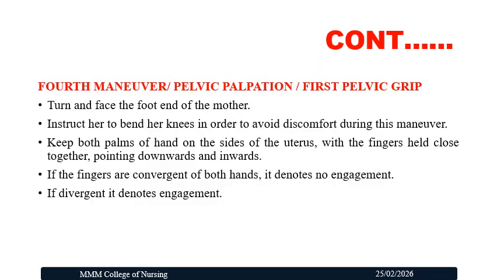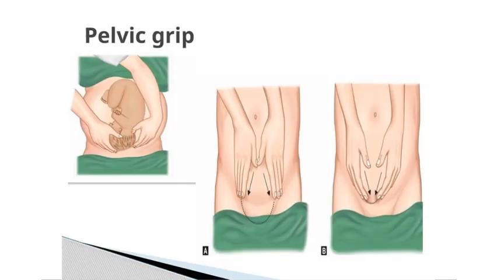Fourth maneuver, which is otherwise called pelvic palpation, first pelvic grip. Turn to face the foot end of the mother. Instruct her to bend her knees in order to avoid discomfort during this maneuver. Keep both palms of the hands on the sides of the uterus with the fingers held close together, pointing downwards and inwards. If the fingers of both hands are convergent, it denotes the head is not engaged. If divergent, it denotes the head is engaged. Always correlate the second pelvic grip with the first pelvic grip. This is the image of pelvic grip 1 and 2.